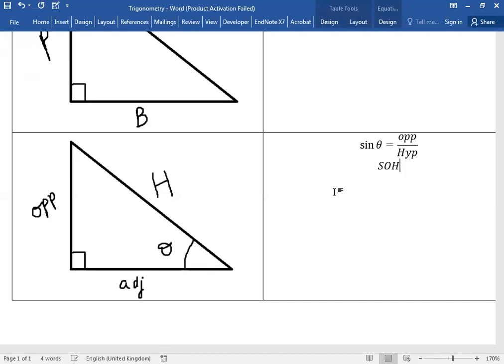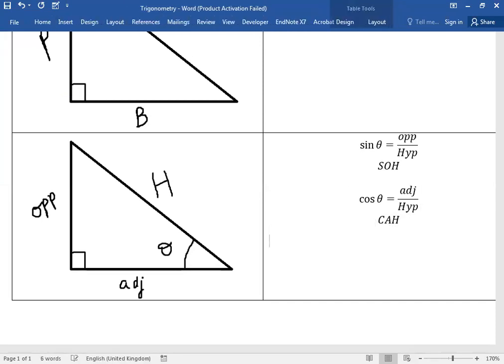Sine is opposite upon hypotenuse. This will help us to bring it on our fingertips. Similarly, cos of theta is adjacent upon hypotenuse. Again, theta is the angle we plug in. The calculator provides us with a value, and that value is always equal to the ratio of the two sides. In this case, the two sides are adjacent and hypotenuse. We call this CAH.